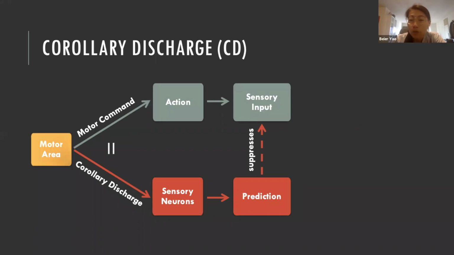When we are about to make a movement, the motor area of our brain sends out a motor command to the corresponding muscles to carry out the specific action, and that will result in certain sensory input. At the same time, it also sends out a corollary discharge signal that is like a copy of the motor command, but is sent to the sensory neurons instead, so they can make a prediction about the incoming sensory input. By utilizing such predictions, we can suppress the sensory consequences of self-generated actions. For example, that is exactly why we cannot tickle ourselves. From now on, I will refer to corollary discharge as CD for short.